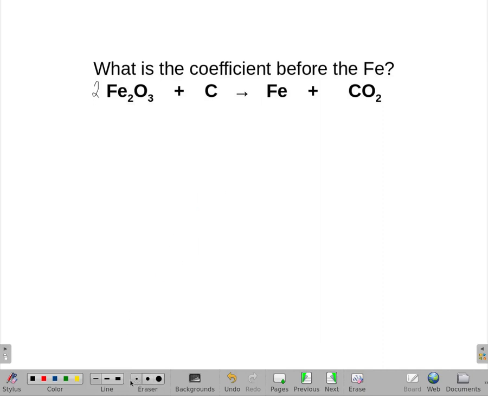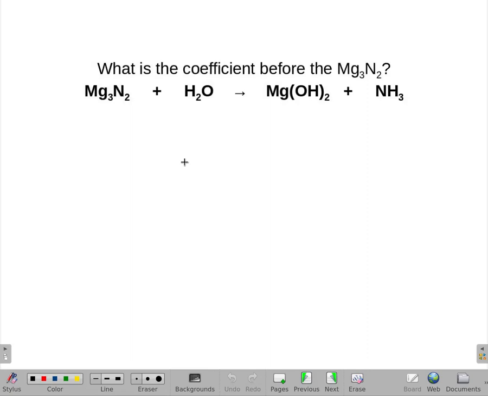All right, so that means I would have 4 irons. Now, that 2 times that 3 gives me 6 oxygens, so I need 3 of these. And then I need 3 carbons. But we would be balanced now. And we have a problem that has coefficients in front of everything. All right, and we're not going to worry about the phases on this. We'll do that here on a couple more, and a few more problems.